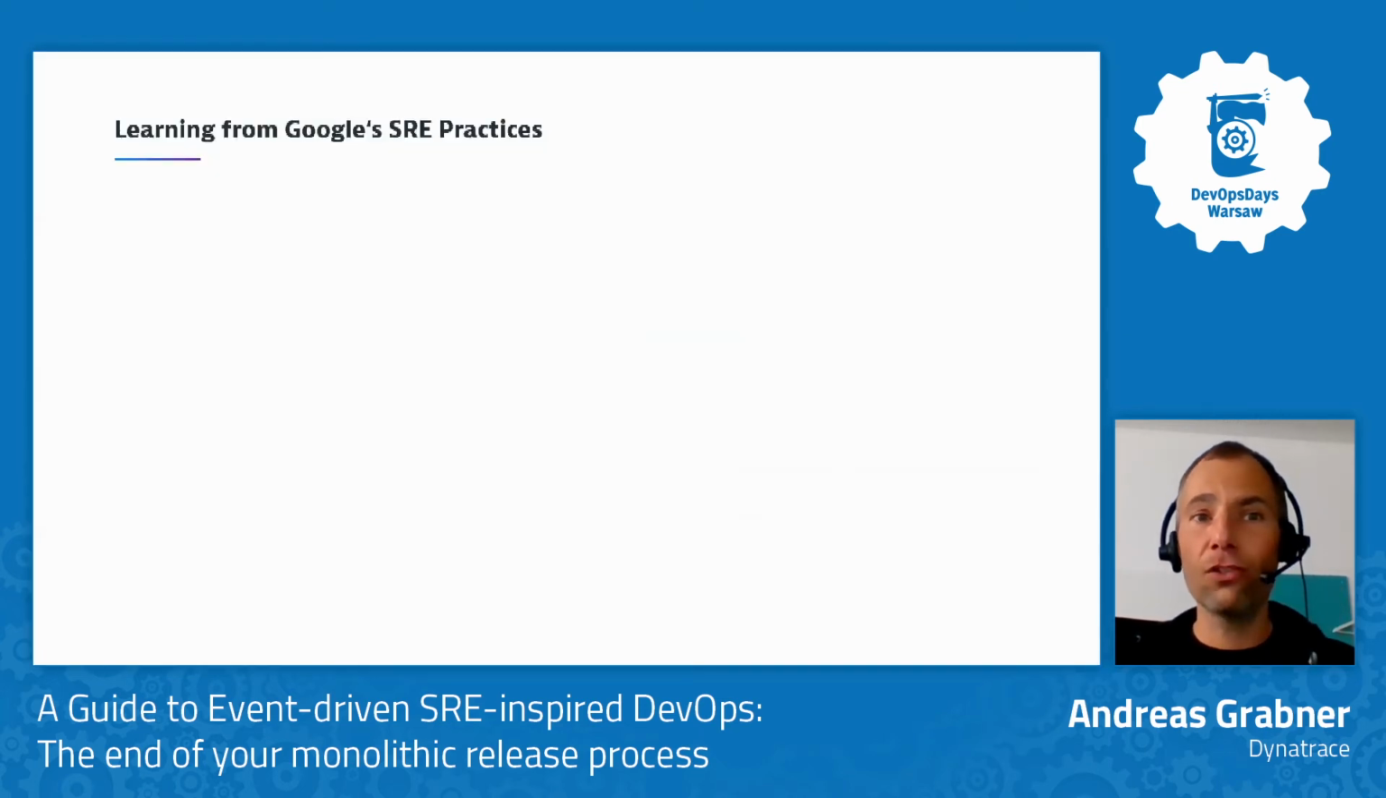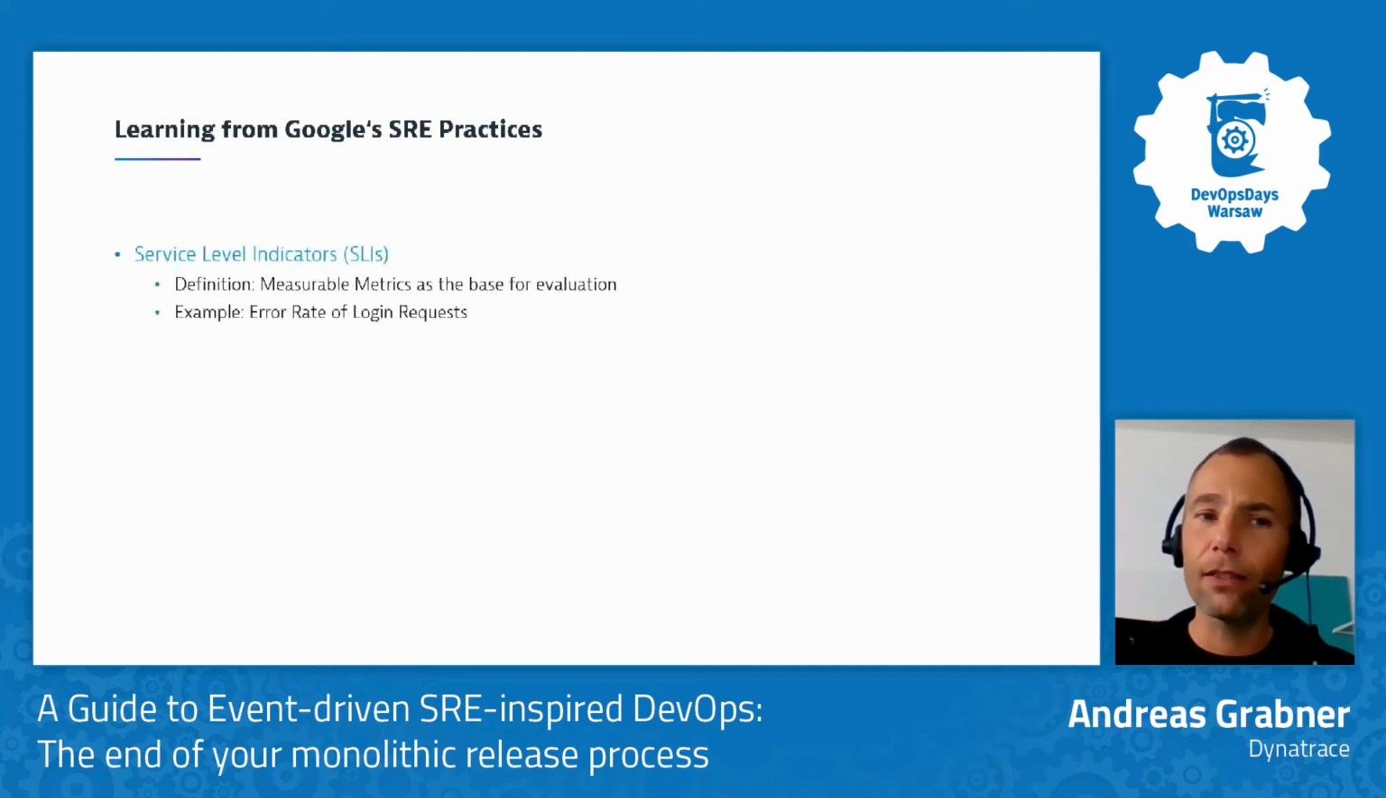Let me give you a quick intro into SLIs, SLOs, and SLAs, because this is part of Google's SRE practices. SRE stands for Site Reliability Engineering. So Google has not reinvented the wheel here, but I think they did a great job in educating us on some very principal core concepts. Google talks about SLIs, service level indicators. Essentially, this is a metric like the error rate of login requests, something you can measure in your application from your services that you deploy.